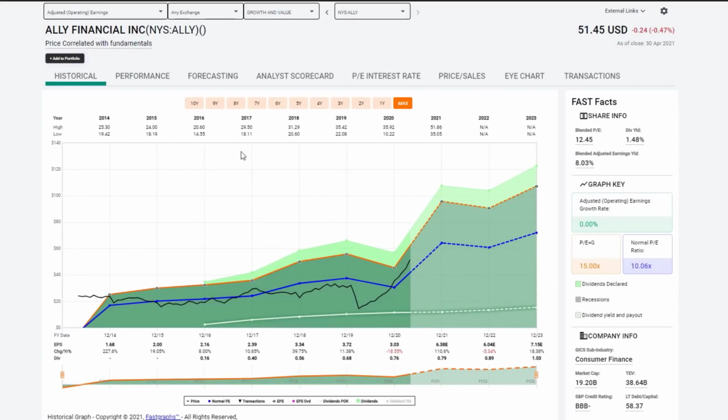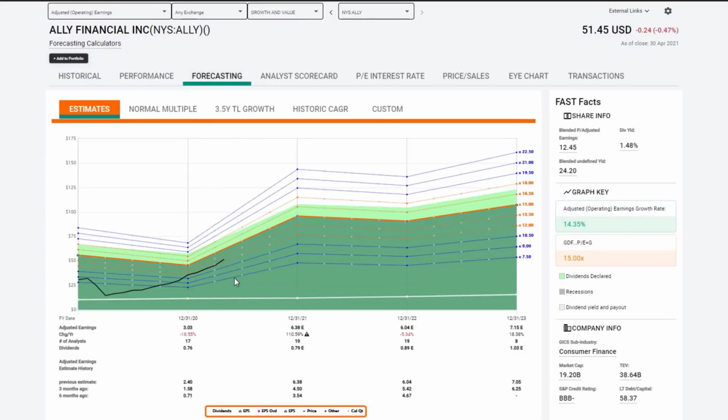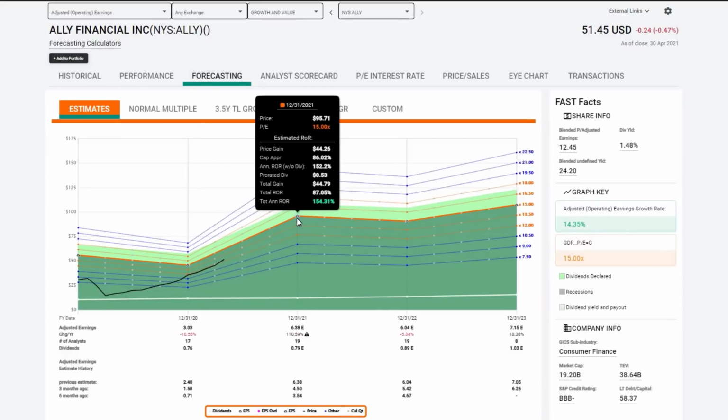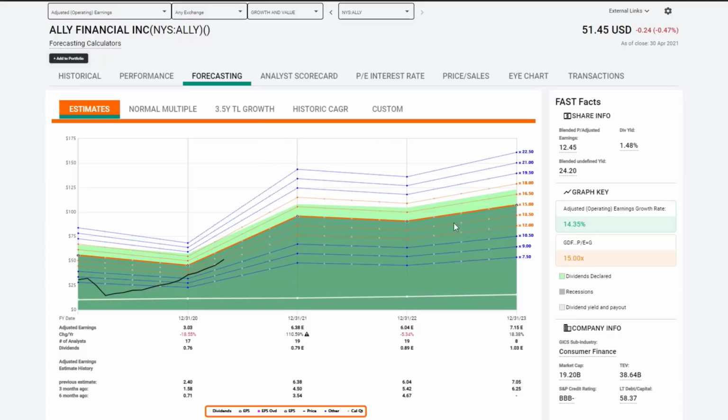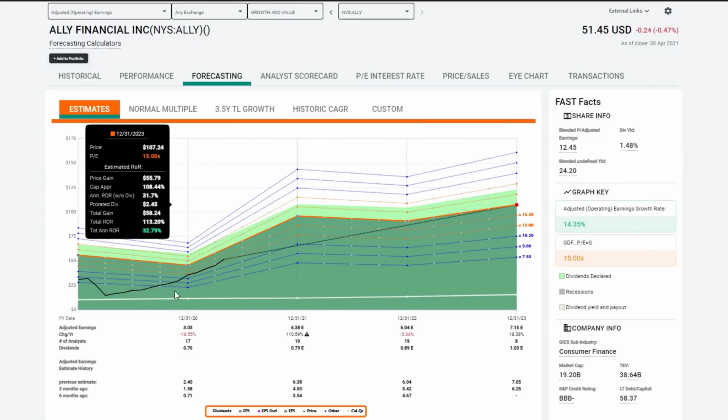Here's a consumer finance company, Ally Financial. You can see it's expected to have a strong growth rate, which makes a lot of sense considering what's going on with interest rates and investing today. Looking at the forecasting calculator here, we're looking at over 100% earnings growth, which is recovering from COVID. So we're looking at a 14.3% average growth rate going out to 2023. That would give us the potential to make over 30% annualized. So again, 1.5% dividend yield, which is close to market neutral.